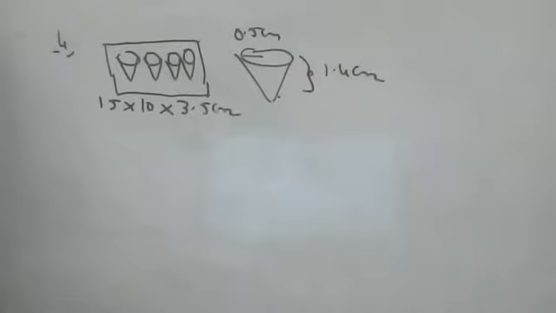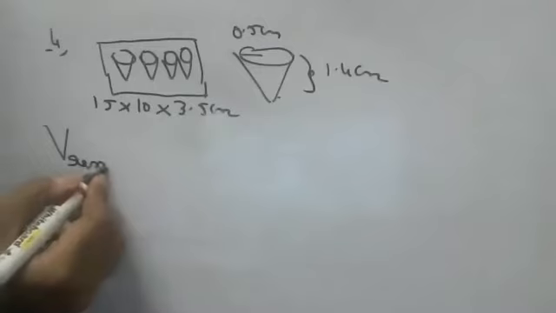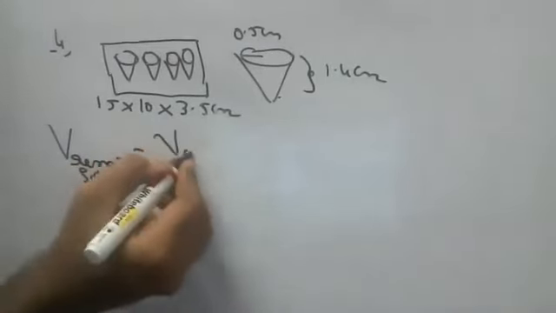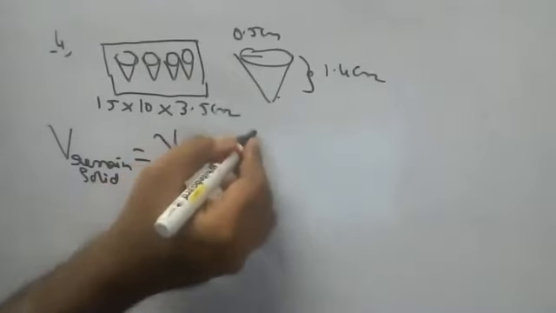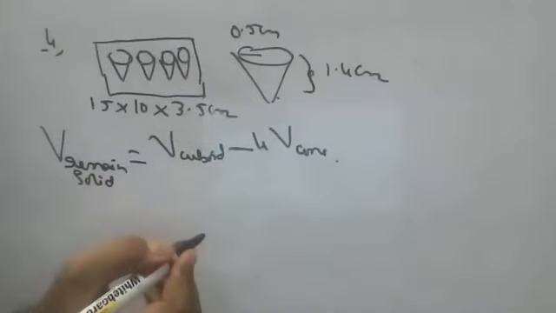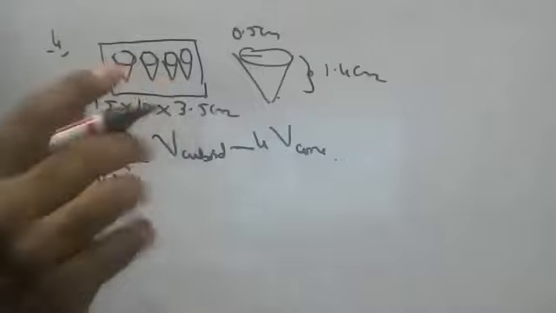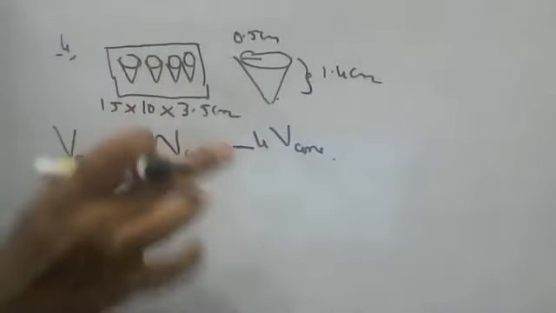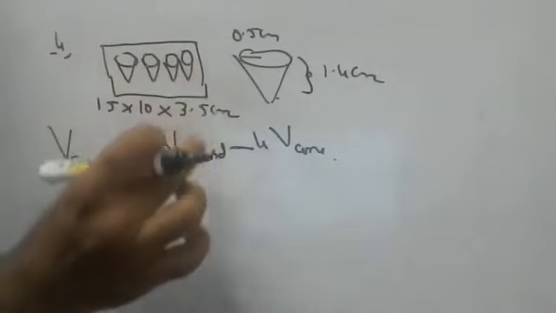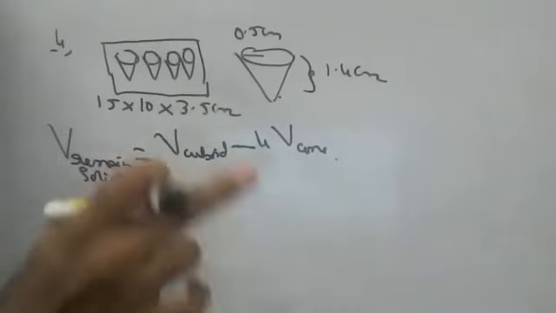Here volume is asked: the volume of the remaining solid after you remove four conical depressions, volume of cuboid minus four volumes of cones. Here we should do minus. Suppose he asked the same question for TSA, it will be a different issue. I will explain after the sum. I am explaining volume. From this solid, remove four cones. How TSA will change, I will explain after the sum.